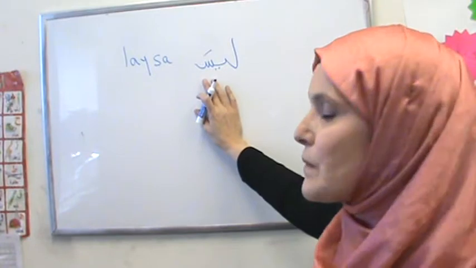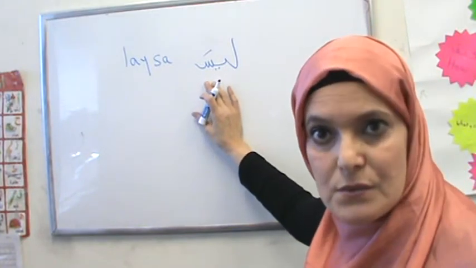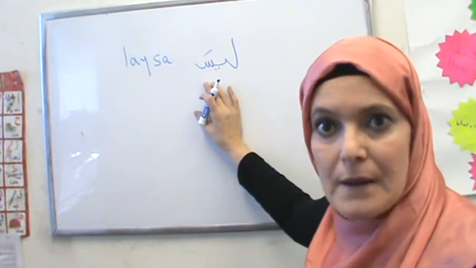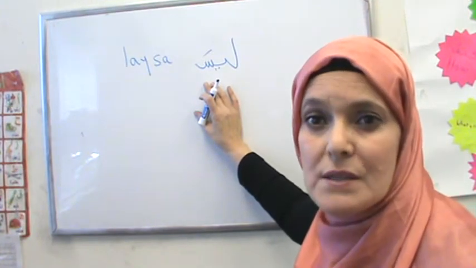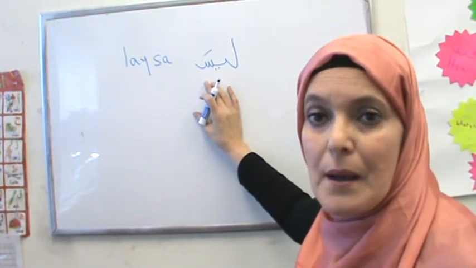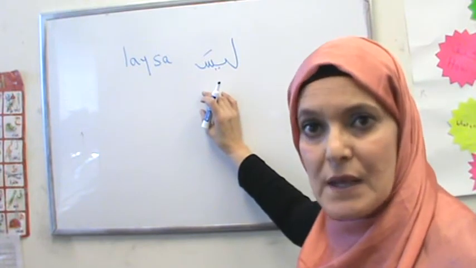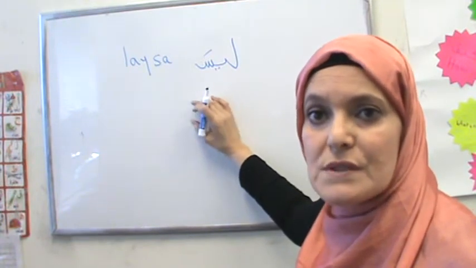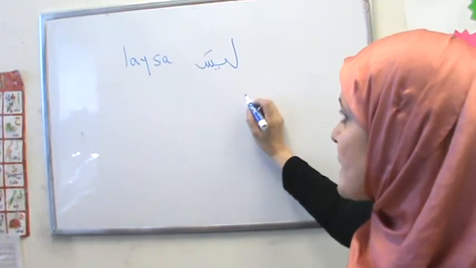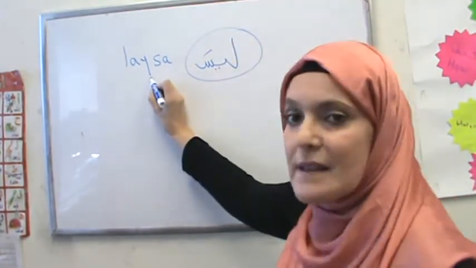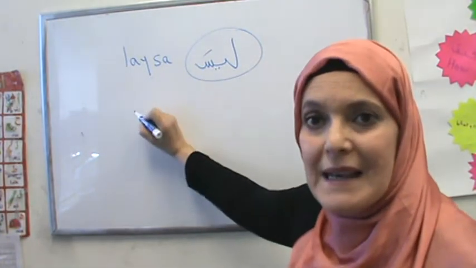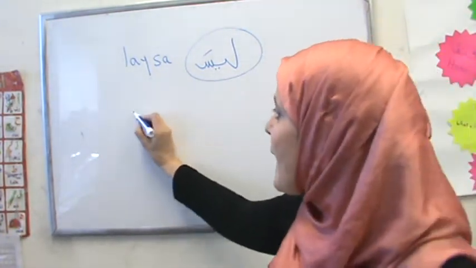Okay, so before we proceed, we need to make some changes. We need to conjugate it in the past tense. But before conjugating this verb, we need to do some changes. This is laysa. It has a Y in the middle, laysa.